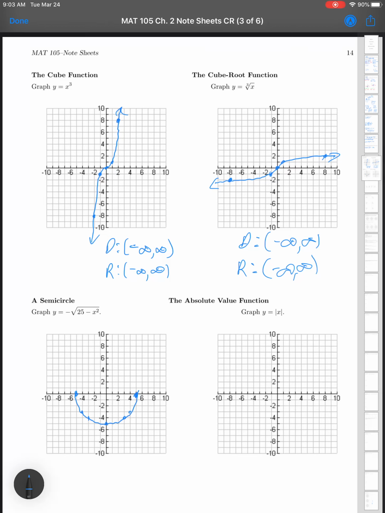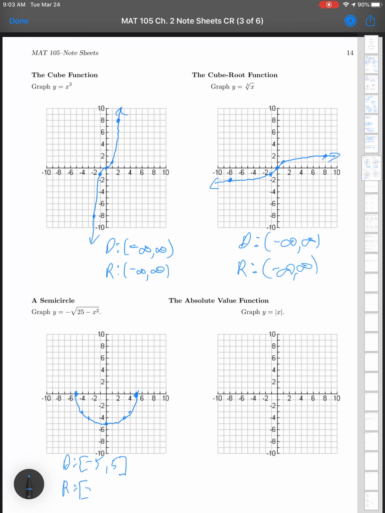Okay, and so the graph looks like this. And so we get all the points for the domain. The farthest to the left this goes is -5. So the domain starts at -5, and it goes on to the right to 5. So we get all the x values between -5 and 5.